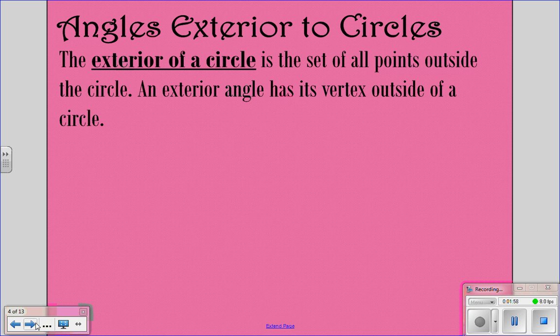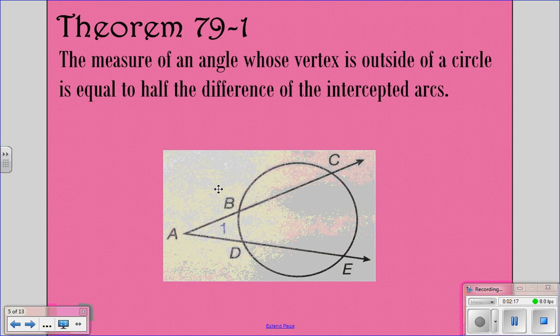So if we have a circle, an exterior angle, there's one, or there's one. The angle is on the outside of the circle. So looking at theorem 79.1, the measure of an angle whose vertex is outside of a circle is equal to half the difference of the intercepted arcs.